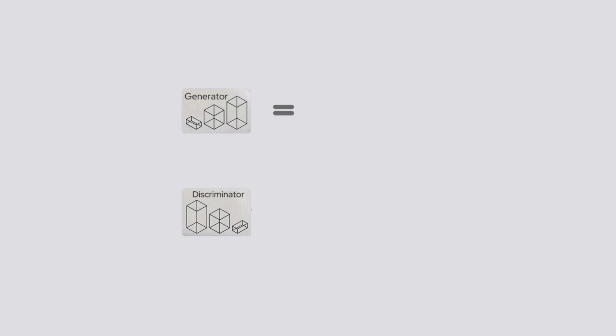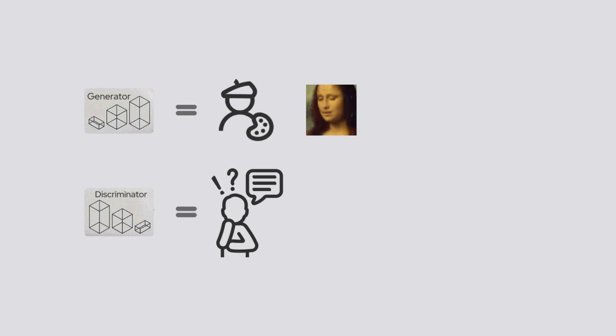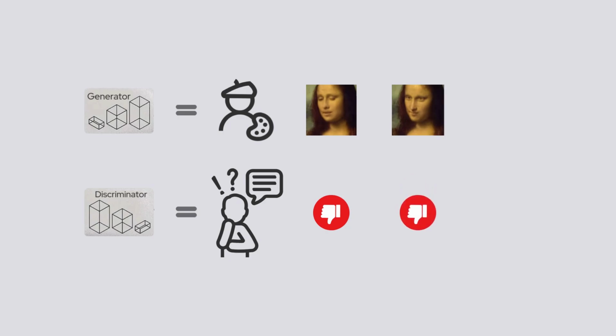Here's a simple analogy. Imagine a painter creating fake portraits and a critic judging if they look real. The painter keeps improving based on the critic's feedback until the portraits look almost identical to real ones. This is how GAN works to create deepfakes.